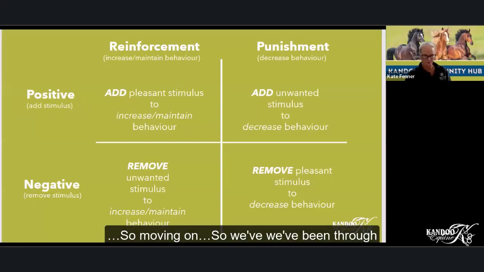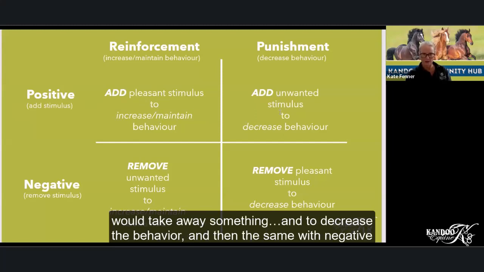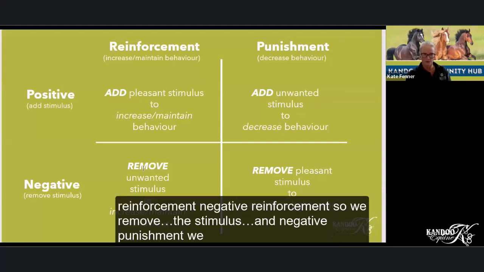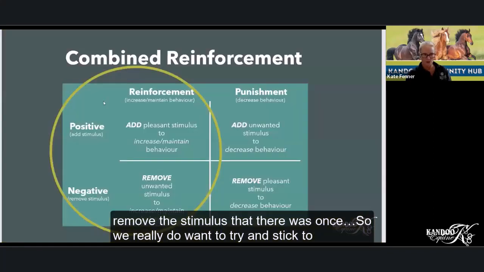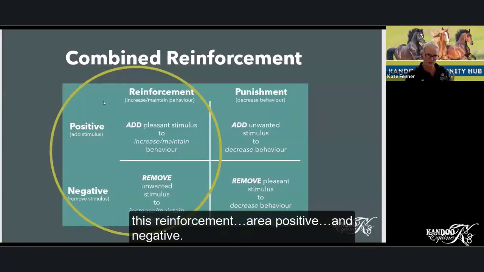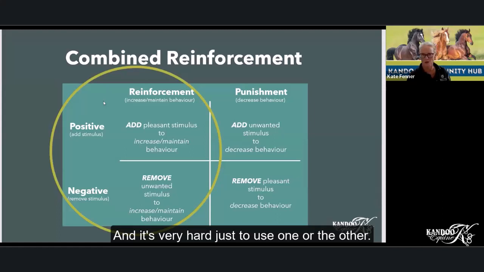So moving on. We've been through this really, the reinforcement. Either we want to add something pleasant to increase or maintain, or take away something to decrease the behavior. And then the same with negative reinforcement. With negative reinforcement we remove the stimulus, and with negative punishment, we remove the stimulus that the horse wants. So we really do want to try and stick to this reinforcement area, positive and negative. And so what we really do is use combined reinforcement. And it's very hard just to use one or the other.